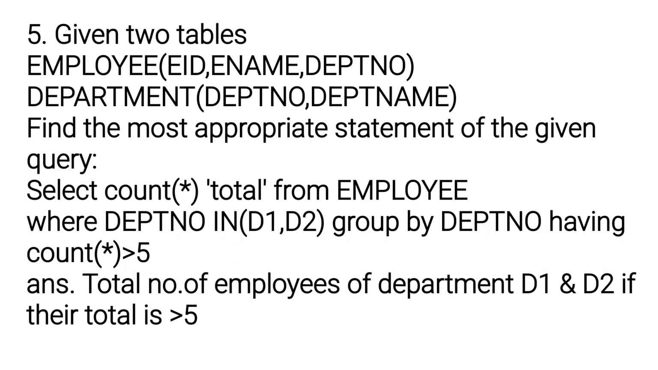Option A, total number of employees in each department D1 and D2. Option B, total number of employees of department D1 and D2 if their total is greater than 5. Option C, display total number of employees in both departments D1 and D2. Option D, the output of the query must have at least 2 rows. Answer is option B, total number of employees of department D1 and D2 if their total is greater than 5.